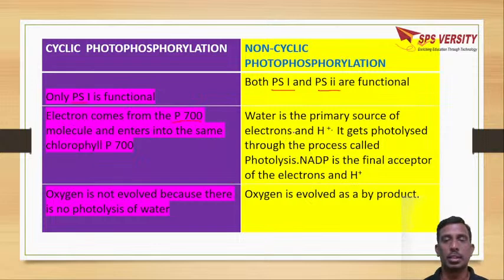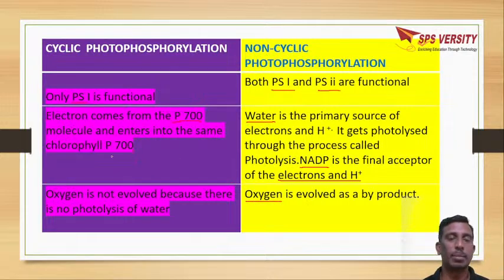इधर ऐसा नहीं. इधर इलेक्ट्रॉन्स वाटर से शुरू होके वाटर, PS2, इलेक्ट्रॉन कैरियर्स, PS1, फाइनली NADP which is final acceptor of electrons and protons. Due to the splitting of water, oxygen is evolved as a byproduct.